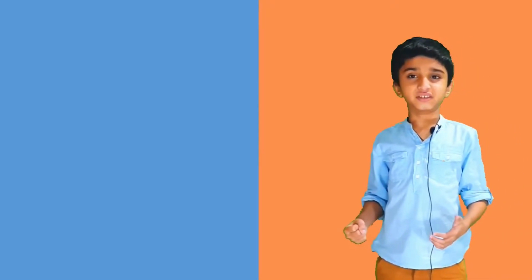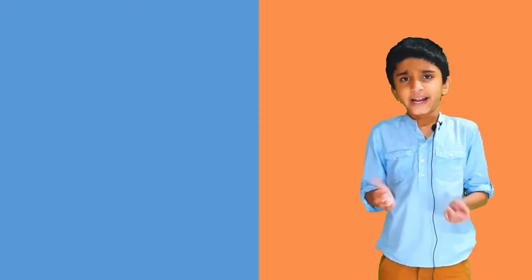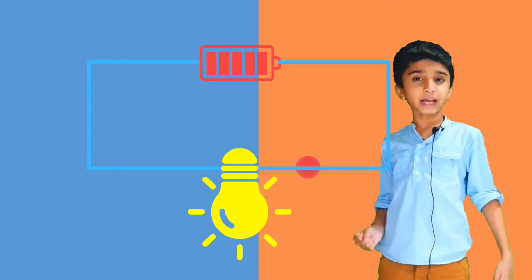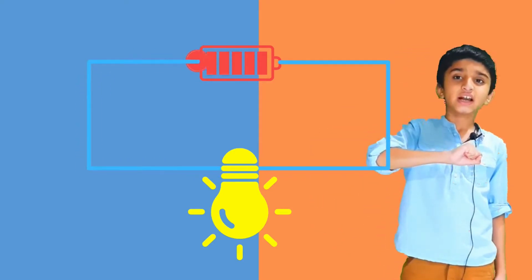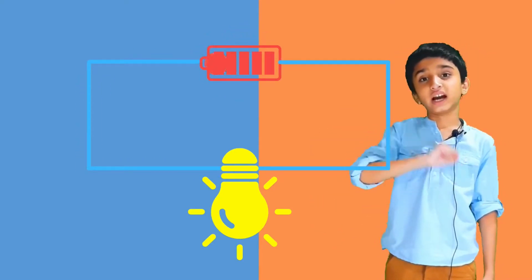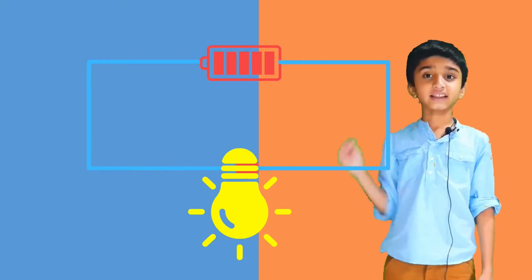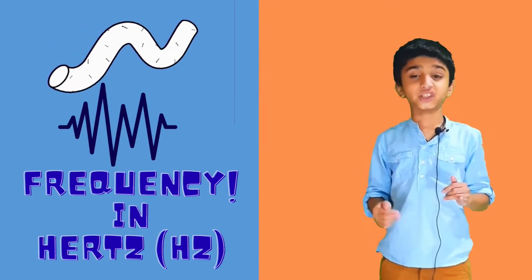But how does the current flow in opposite directions? That is because the voltage changes polarity. It is like a battery rotating in this circuit. So for some time the current flows in one direction, and when the battery rotates to the other side, the current flows in the other direction. How many times it changes direction is called frequency, and it is measured in hertz.